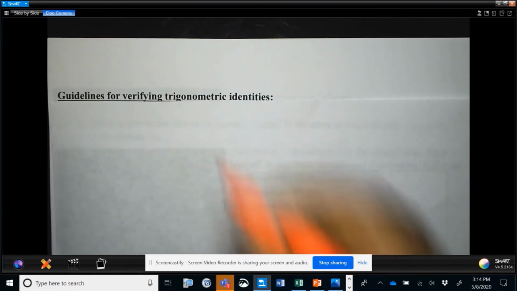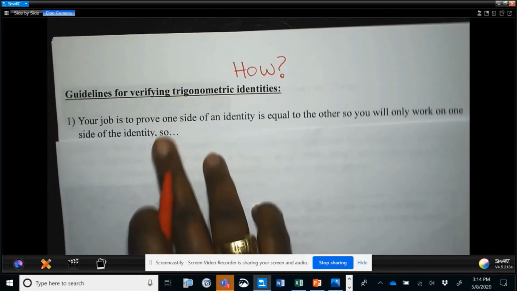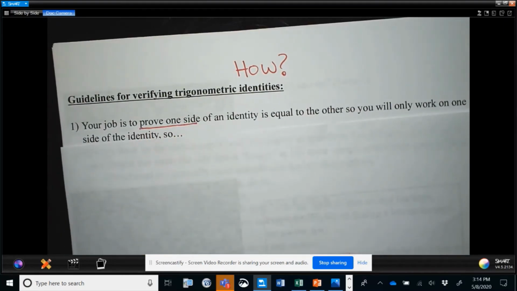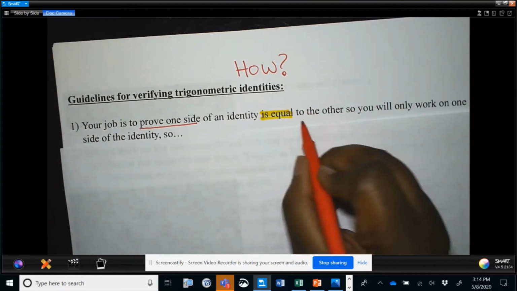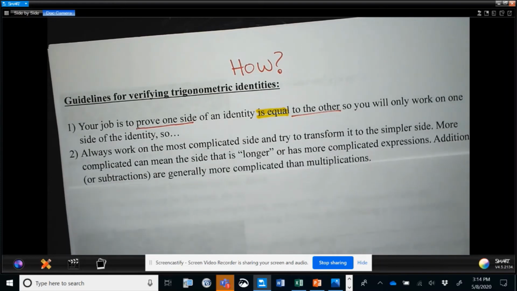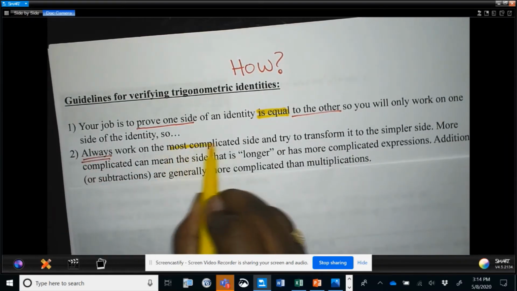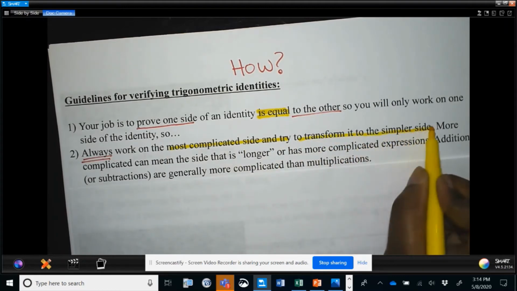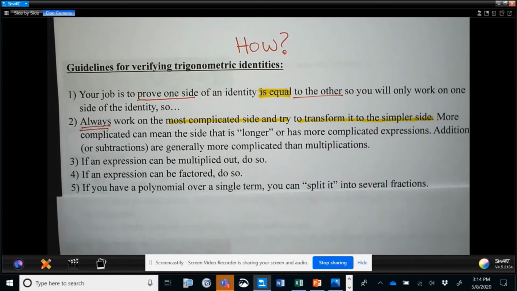What are the guidelines for verifying trigonometric identities? How do we do it? Your job is to prove one side of the identity is equal to the other side. Always work on the most complicated side. I know that sounds like it doesn't make sense, but it's important.